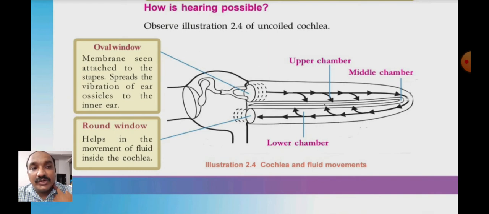Next, round window. Just below that oval window there is another membrane. It helps in the movement of fluid inside the cochlea. Okay, so both are membranes. One is connected with the stapes, the other one helps for the movement of the fluid in the cochlea.